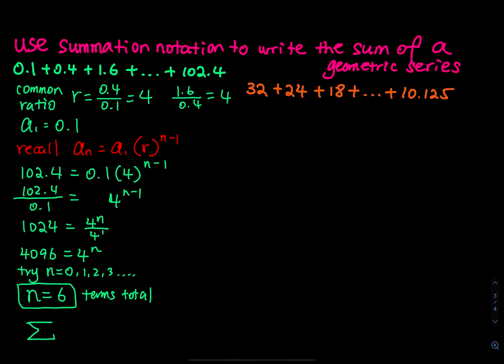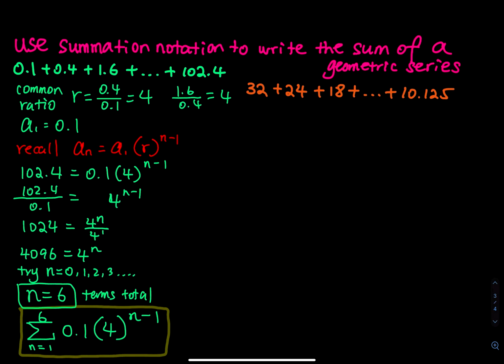So this is a summation. n goes from 1 all the way to 6. There are 6 terms, and the first term is 0.1. The common ratio is equal to 4, and then you have n minus 1. And that is the final answer.